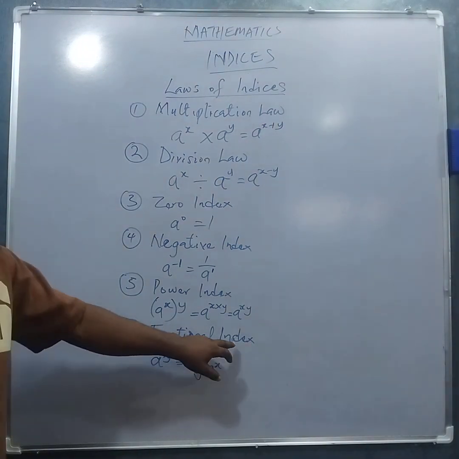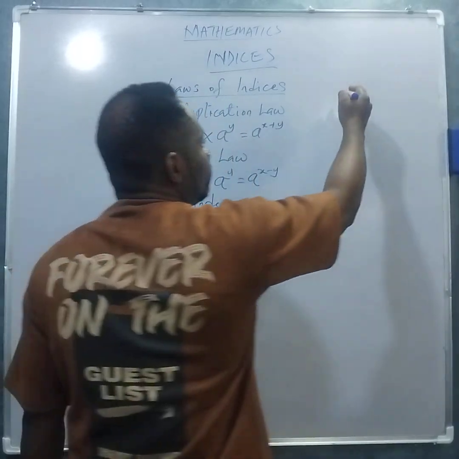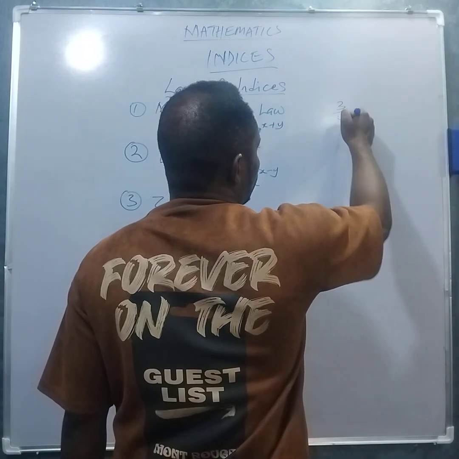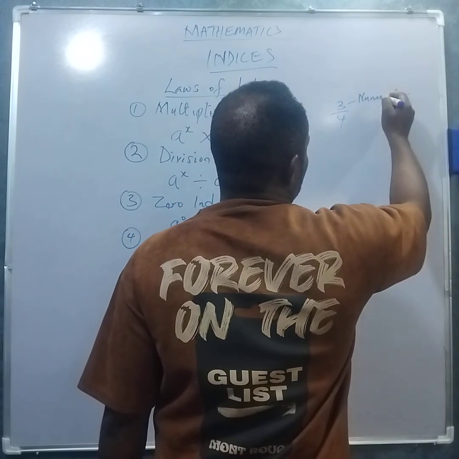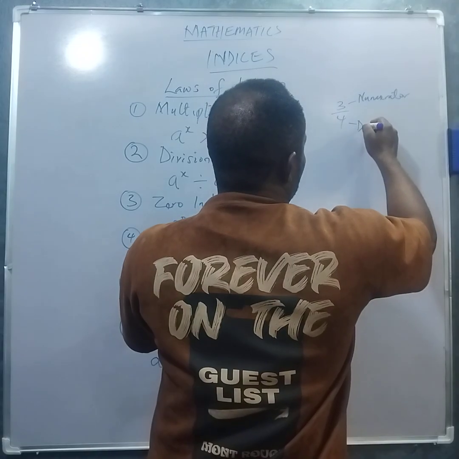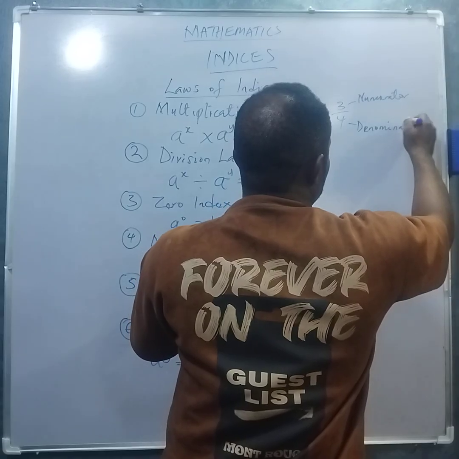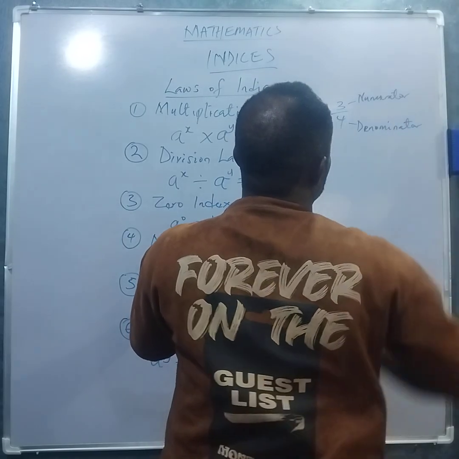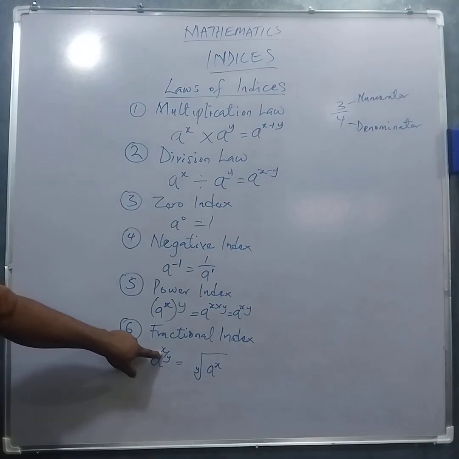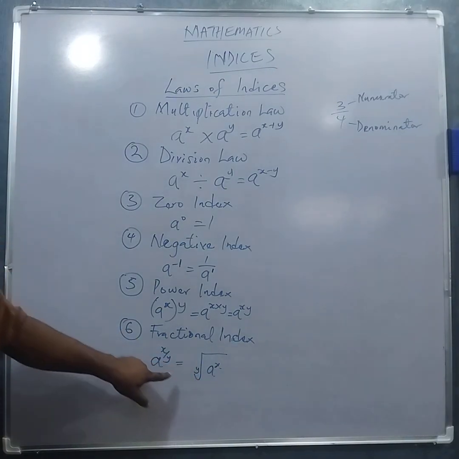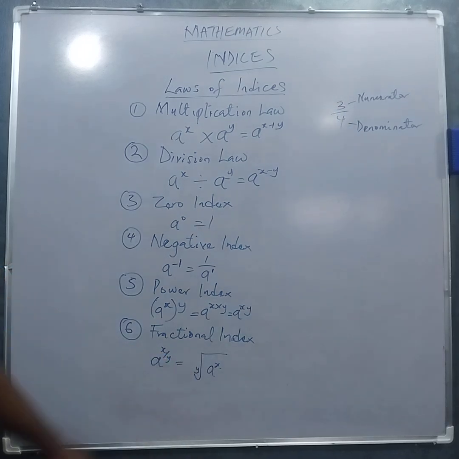So fractional index involves a fraction. And we know when we have a fraction, for example 3 all over 4, this is the numerator and this is the denominator. So it means the numerator becomes the power of a, while the denominator, which is y, becomes the root. Please take note.